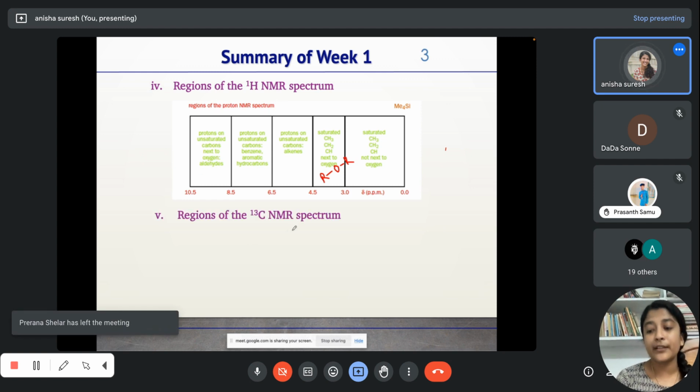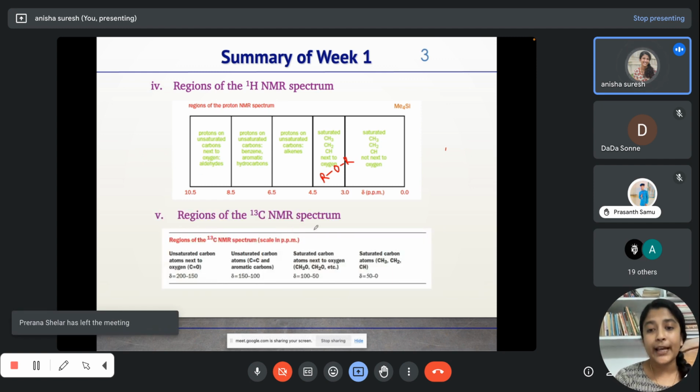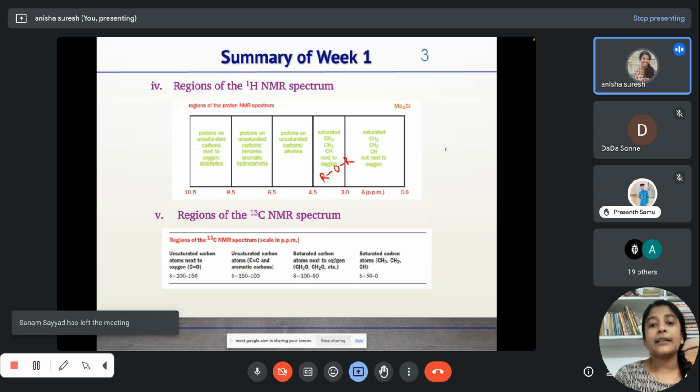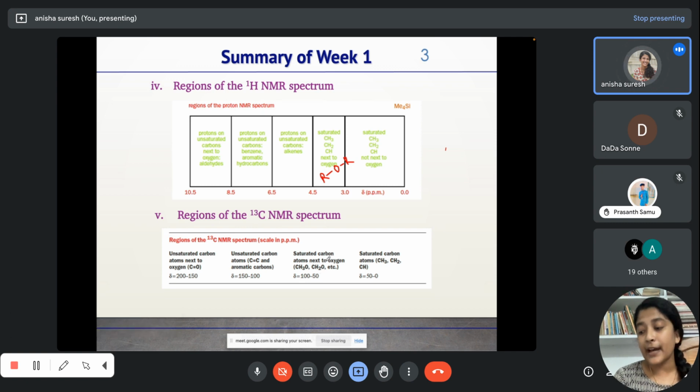Then the regions of the 13C NMR spectrum. Delta means chemical shift. In the region of 50 to 0 ppm, saturated carbon atoms like CH3, CH2, CH, etc., will be seen. And in the region of delta 100 to 50 ppm, saturated carbon atoms which are next to oxygen, that is CH3O, CH2O, etc., like ethers, will be found.